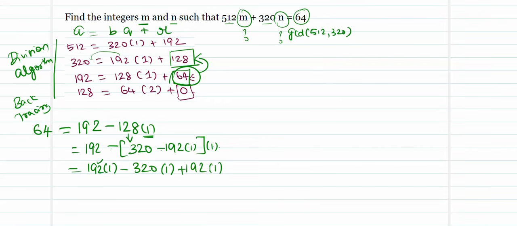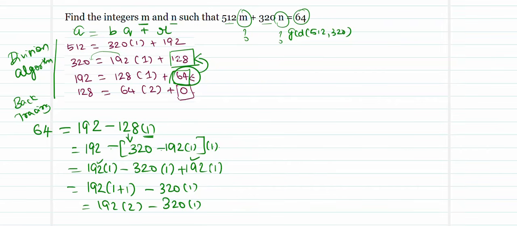Now I can club this 192 over here and here, which will give me 192 times of 1 plus 1 minus 320 times of 1, which is 192 times of 2 minus 320 times of 1. So we are done with our step 2. Now moving back one more step.